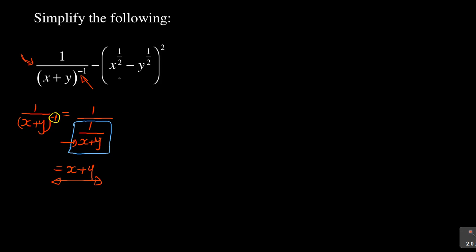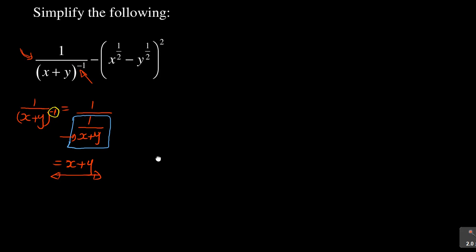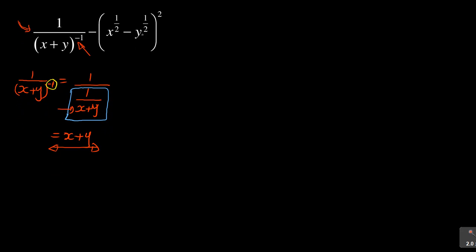The next part you are given, which was also important for you to solve, is this part of x to the power half minus y to the power half. If they use the square there, what it simply means is that this is happening twice, so it's x to the power half minus y to the power half, twice. That is basically what that particular square means.